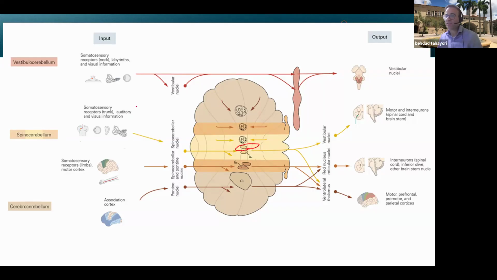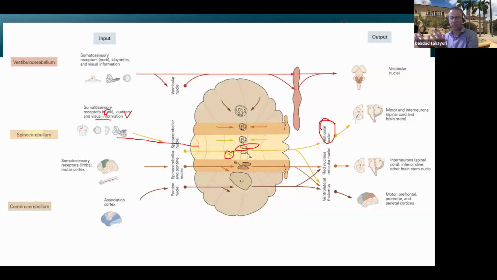Okay, so we receive certain sensory information. You can see from trunk, somatosensory, auditory information, and again, visual information. So this is the input. They go to the vermis. The cortex of the vermis processes this information, as you can see with these arrows. It sends it to the fastigial, and then the fastigial sends it out. It sends to vestibular nuclei again, and also to the red nucleus and reticular nuclei that we will see in a minute. So again, we are putting different pieces together.